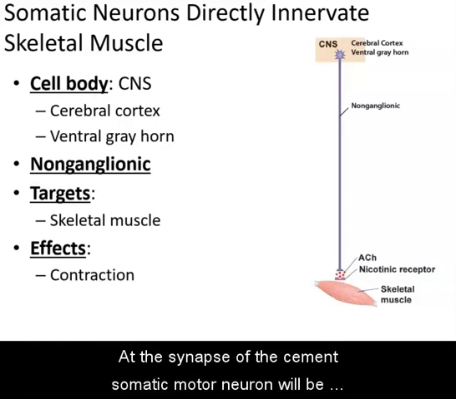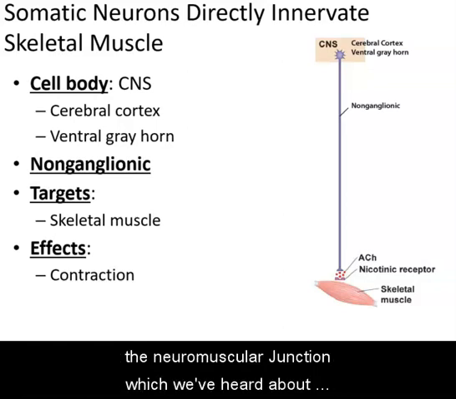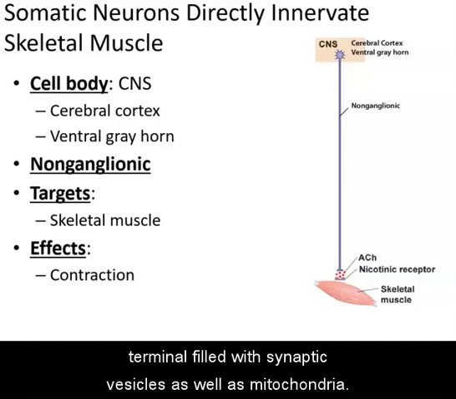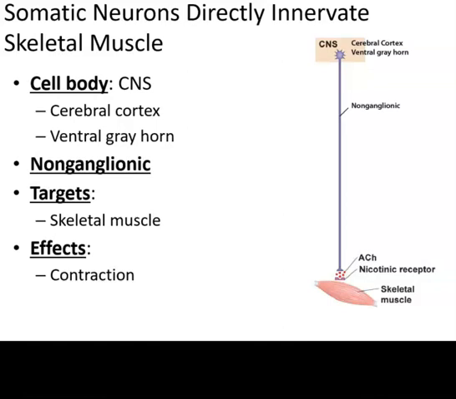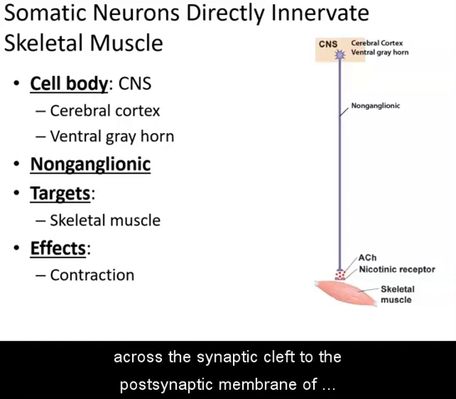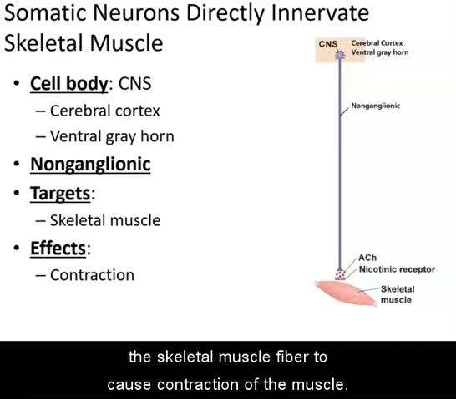At the synapse of the somatic motor neuron will be the neuromuscular junction, which we've heard about, where the presynaptic neuron has an axon terminal filled with synaptic vesicles as well as mitochondria. Acetylcholine is released from these vesicles, will travel across the synaptic cleft to the postsynaptic membrane of the skeletal muscle fiber to cause contraction of the muscle.